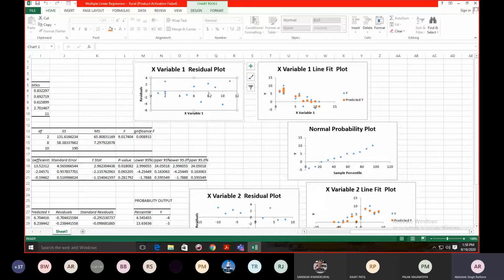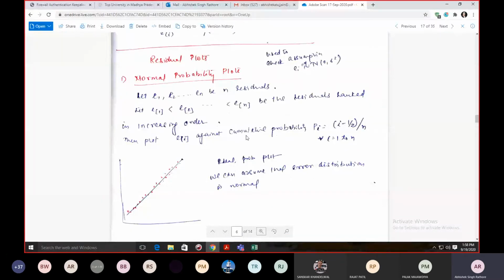So again we'll start with our normal probability plot. This is used to check your assumption where your errors are independent and identically distributed, normally distributed with your zero mean and some constant sigma square. So again we are going from our residuals. Let's say E1, E2 up to En are the n residuals that are available, and let's say these residuals have some values.